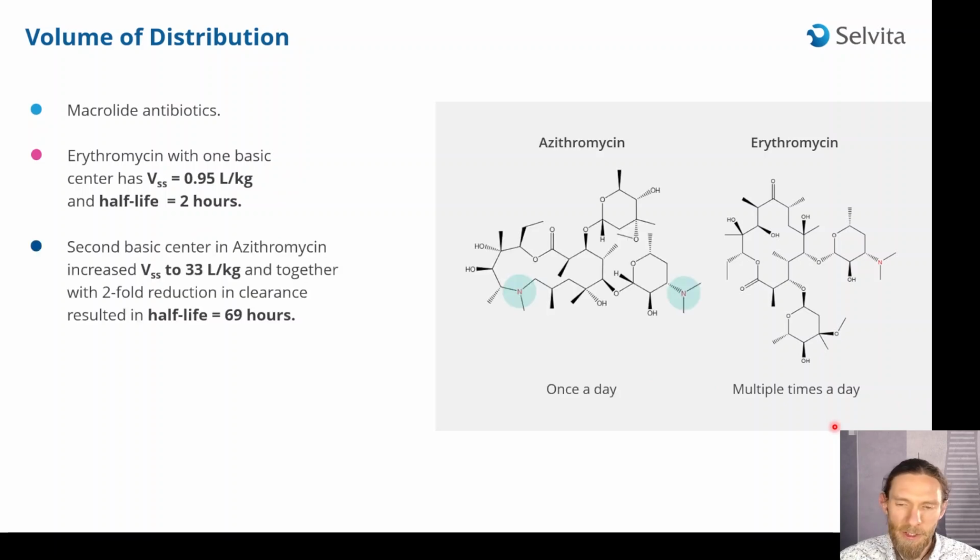To improve the properties, a second basic center was introduced within the macrolide ring, which provided azithromycin. Azithromycin already has a volume of distribution of 33 liters per kilogram, and together with the twofold reduction in clearance, this resulted in a half-life of 69 hours, and azithromycin is administered once per day.